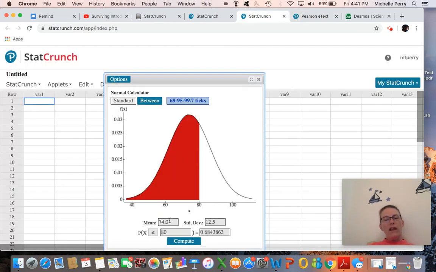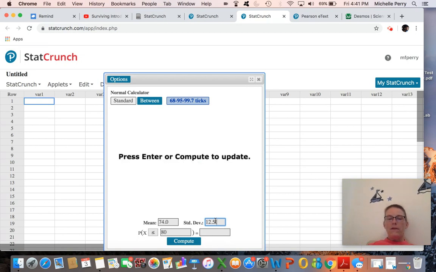We're going to keep our mean at 74 beats per minute. But this is where I told you we need to take our standard deviation of the population and divide it by the square root of 16, which is a pretty perfect square, so we can insert 4 because the square root of 16 is 4. And we're still looking that we're going to select that group of 16, and I want to know the probability that their mean is less than 80 beats per minute. So let's click compute.